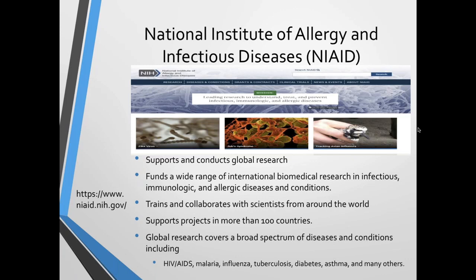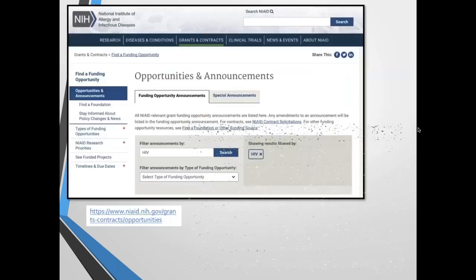The next institute I want to just highlight is the National Institute of Allergy and Infectious Diseases, or NIAID. We support a lot, and that's the institute I'm with. We support and conduct global research, and probably more so than any of the other institutes at NIH that fund global kinds of research projects. We fund a wide range of international biomedical research in infectious, immunologic, and allergic diseases and conditions. We do also provide training and collaborate with scientists from around the world.